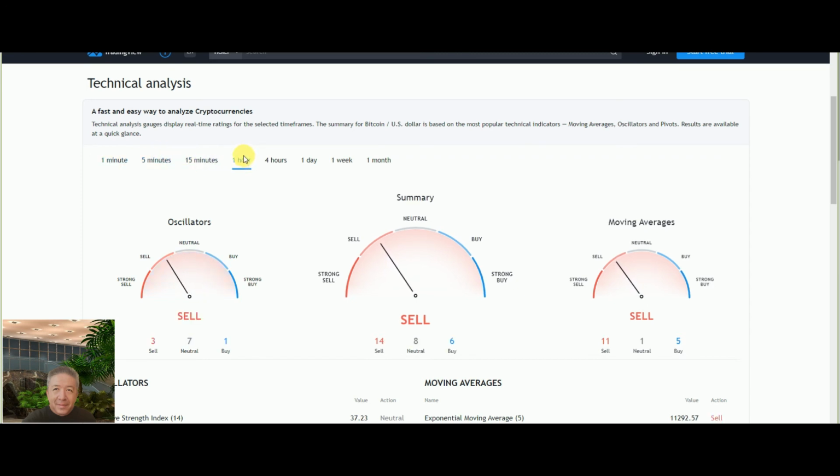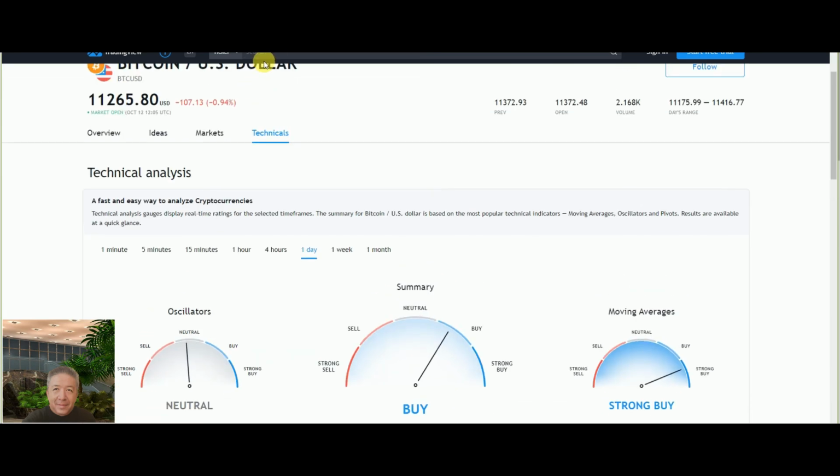The hourly view is clearly on the sell side. So that means short term sell, long term, which is the 1 day, is buy. So you know that you're going to buy it, but in the short term, you're just going to sell it for a while, knowing that it will settle.